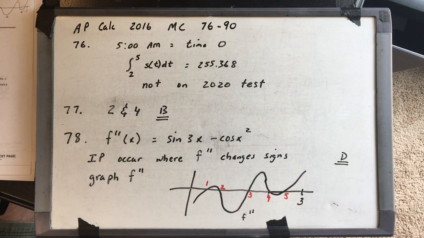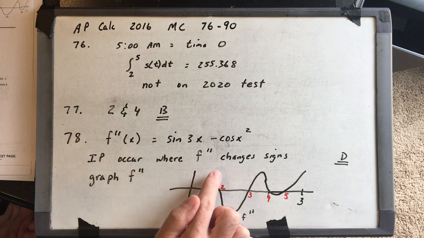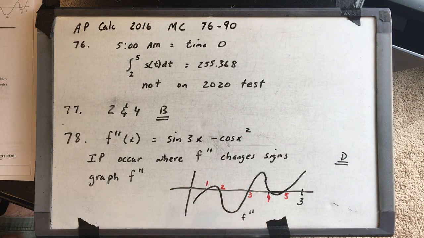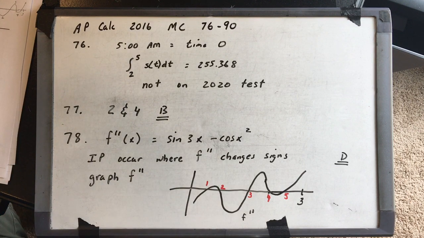On this year's test, if they ask you like that, you'd have to graph it, count up the number, and then write an explanation. It says inflection points occur where the f double prime changes signs, and you'd have to just write it out like that. Okay, so that's 78.